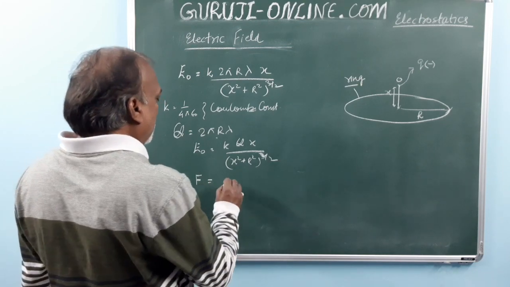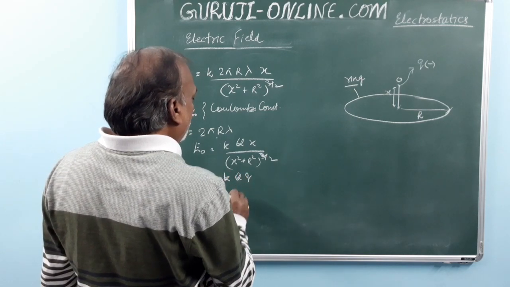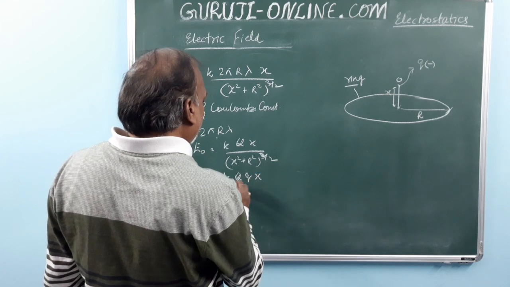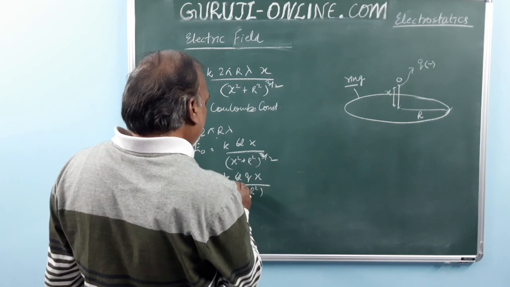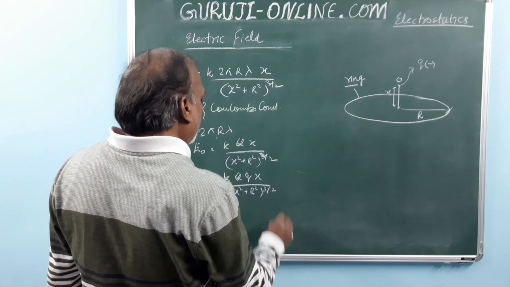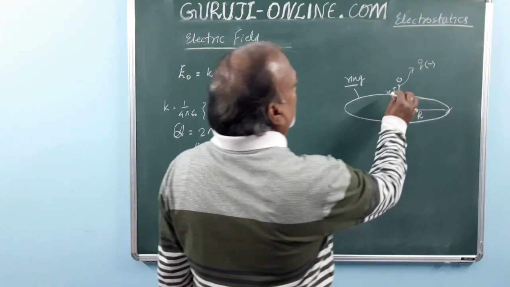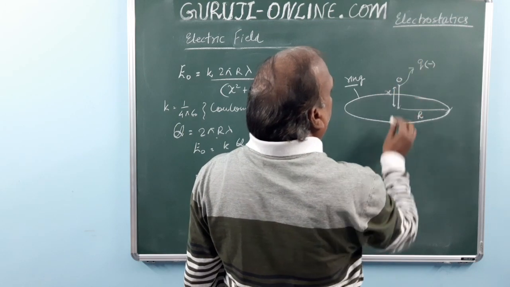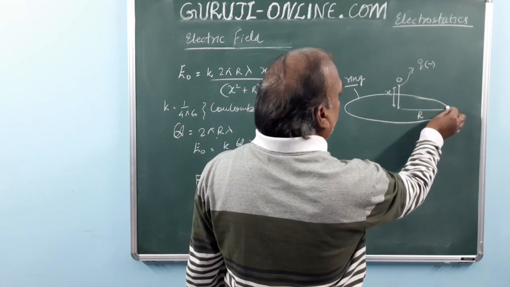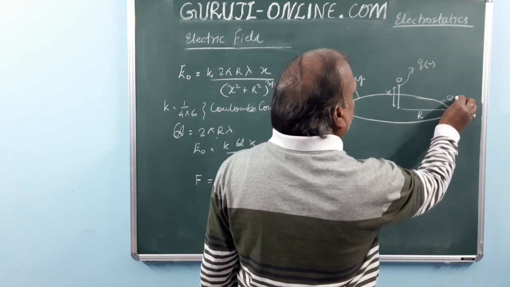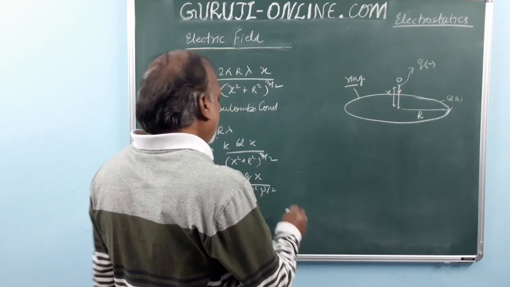F is equal to KQ upon (x square plus r square) to the power 3 by 2. And this force, naturally, here we have taken E cos theta like this, but since this is minus and this Q is plus, the force will be in this direction.